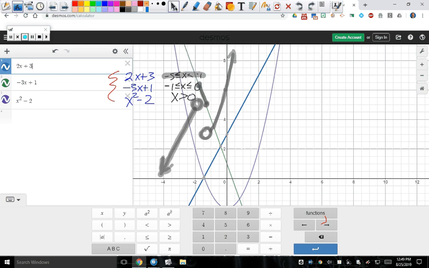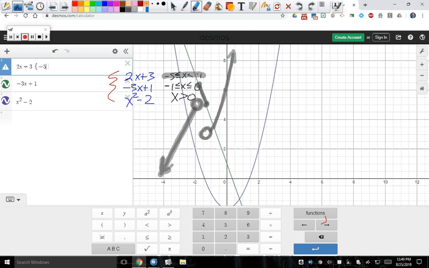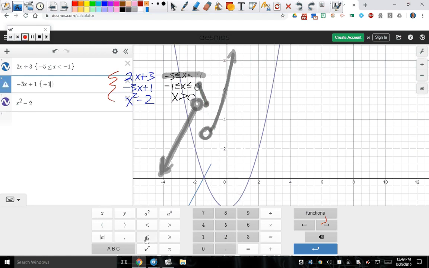Alright, so the first one, we'll press space, shift bracket. Again, this bracket is the key that's to the right of the letter P. And we're going to say from negative 5 less than or equal to, because it's filled in, all the way, so less than or equal to x, less than negative 1. And sure enough, you see that that's the only piece that was drawn. The next one is going to be from negative 1 less than or equal to x less than or equal to 0, close the braces.